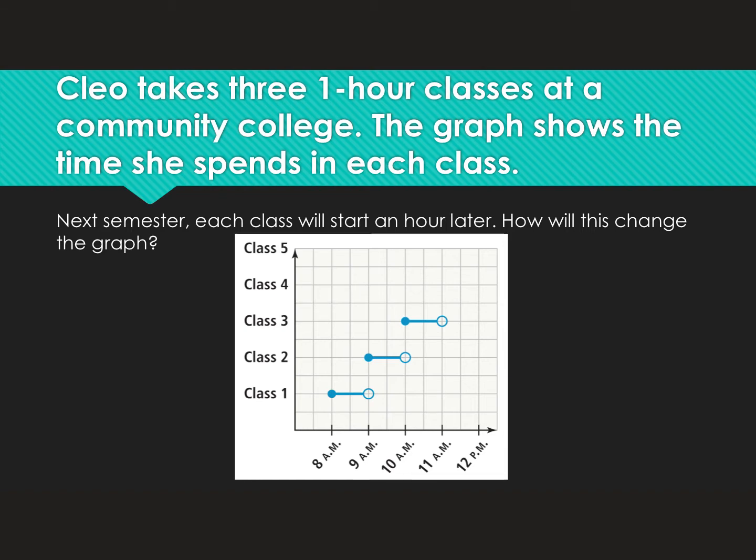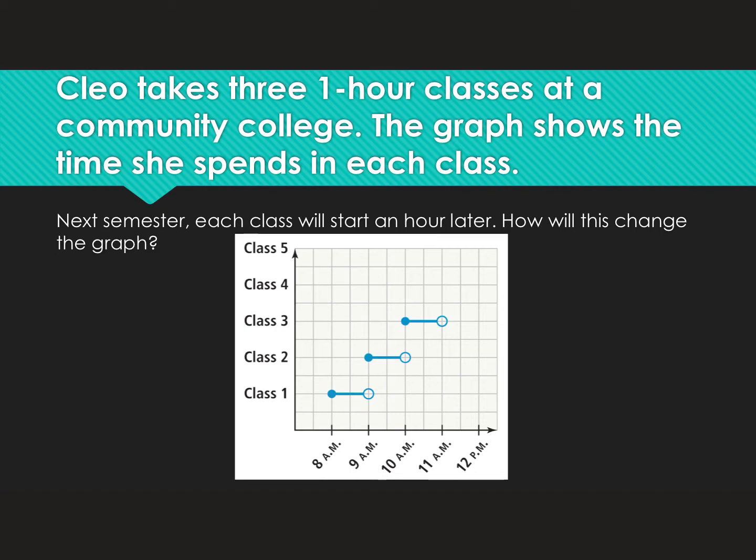So let's think about this. Cleo takes 3 one-hour classes at a community college. The graph shows the time she spends in each class. So you can see here, her first class goes from 8 to 9, 9 to 10, 10 to 11. Next semester, each class will start 1 hour later. How will this change the graph?